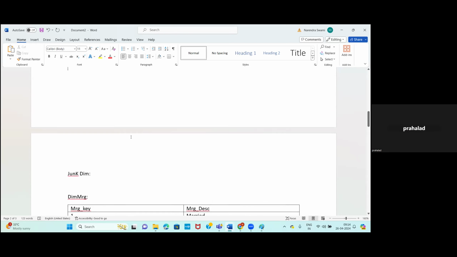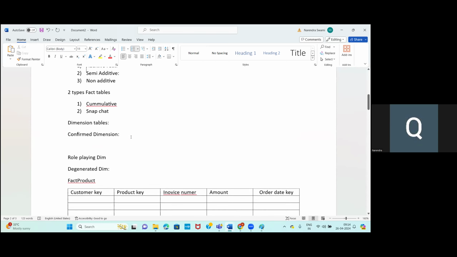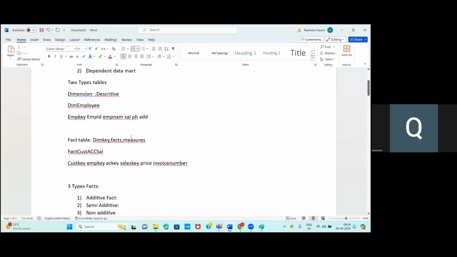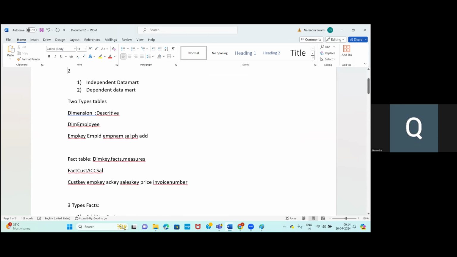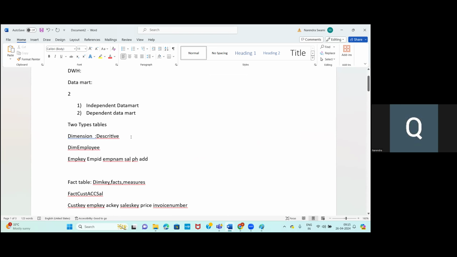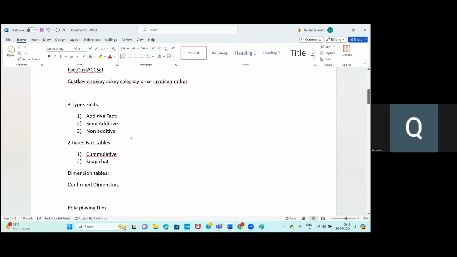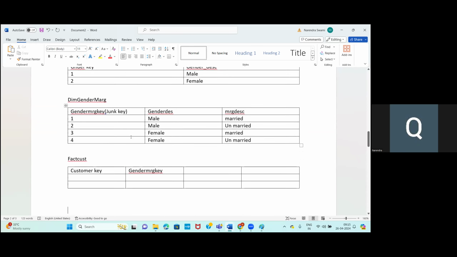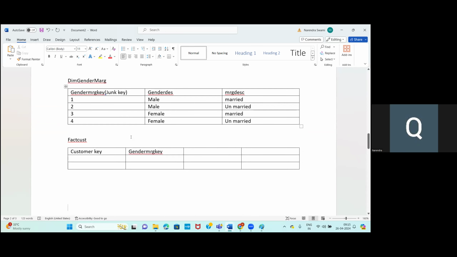Fine, good. So this is what we have seen: junk dimension, conformed dimension, role playing dimension, and degenerate dimensions. These are the dimensions we have done. The next one is fastly changing or rapidly changing, which I will let you know tomorrow. First we go with the slowly changing dimension, then we discuss the fastly changing. I will explain slowly changing dimension more clearly, because that is very important, so don't miss tomorrow's class.